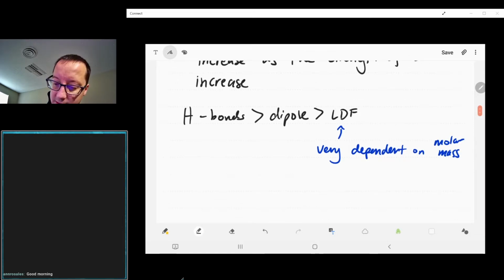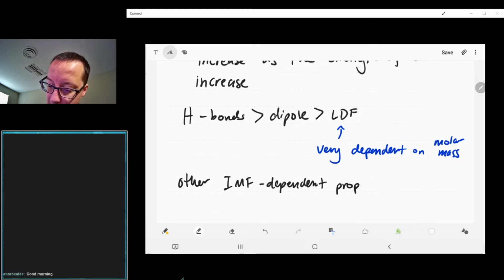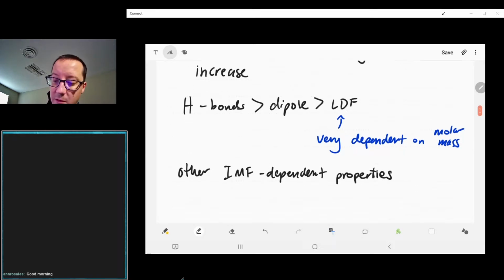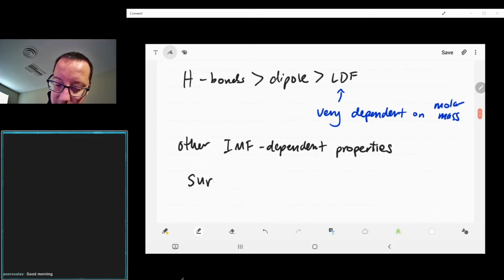So with that in mind, let's go ahead and talk about other IMF dependent properties. And one of them that we'll talk about is something called surface tension.